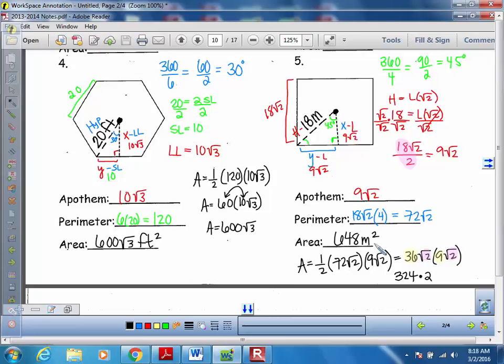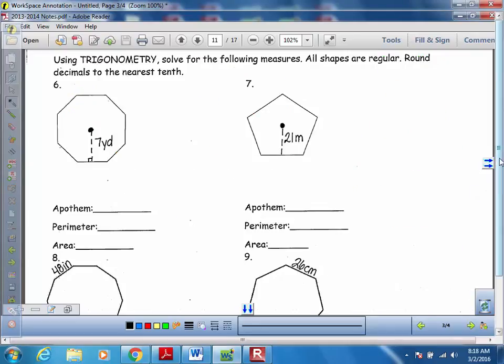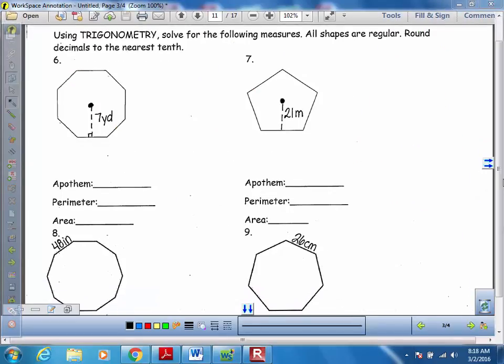Okay, so now let's look at some that use trig. Alright, so looking at number 6, they already give me my apothem, so I can write 7 down, but I do not have anything to help me find the perimeter. So I'm going to draw my radius to make my triangle.